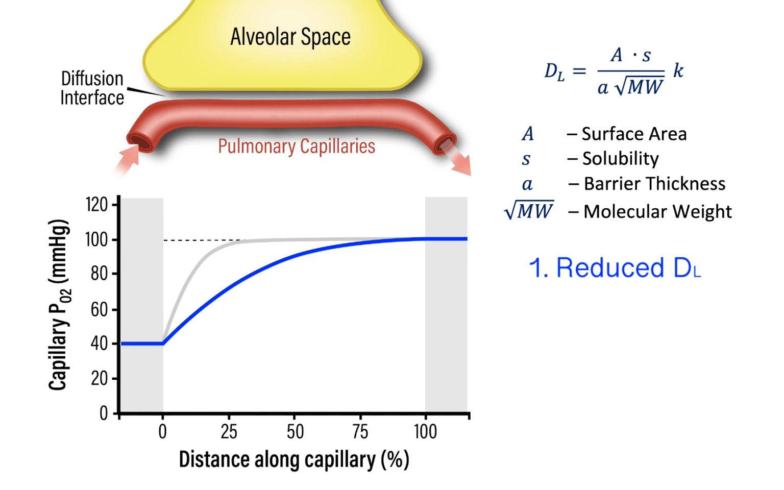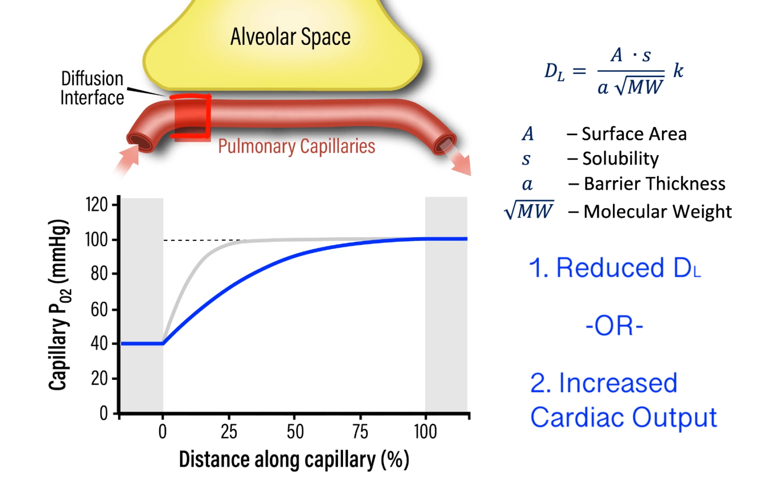The other way that we can arrive at this relationship, besides a change in the diffusing capacity, is by an increase in the cardiac output, typically occurring via exercise. Why is it that changing the cardiac output alters this relationship between capillary distance and oxygen loading? Because as cardiac output increases, the blood moves through this diffusion interface faster, meaning that each fraction of blood that enters this interface spends less time in the diffusion interspace.